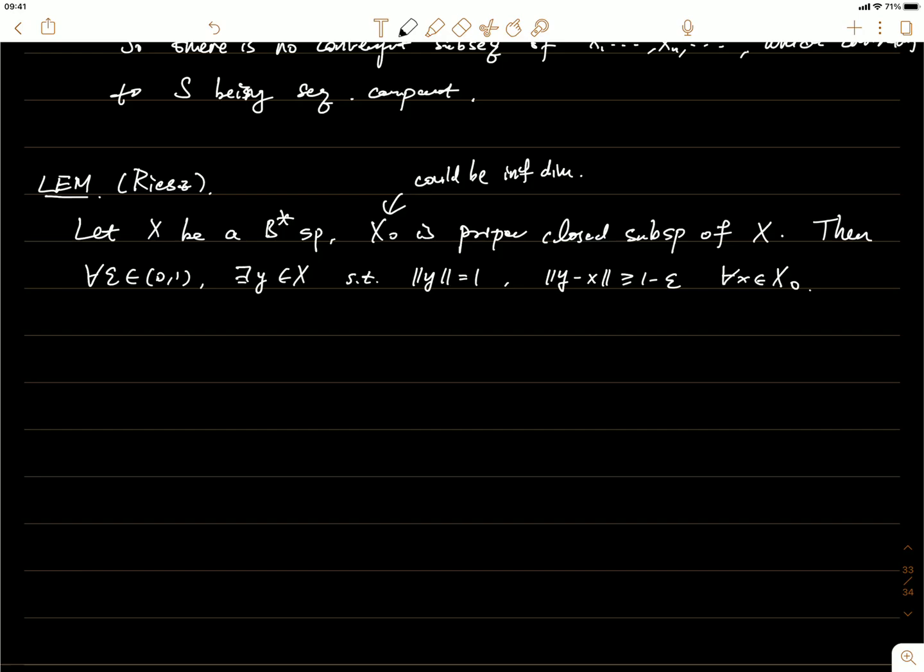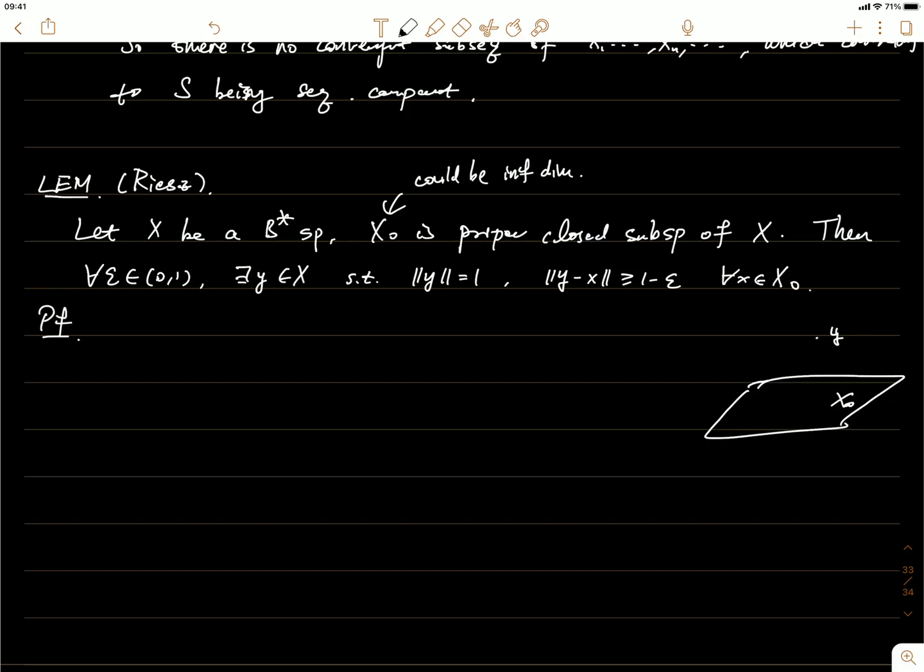Okay, so in other words, I have this X naught, but this could be infinite dimensional, so I lose some of the properties we had earlier, but in this case, I can still show that for any epsilon, there exists a y that is outside of the X naught, such that the length of y is equal to 1, and the distance between y and any points on the X naught is bigger than or equal to 1 minus epsilon. Okay, or at least that also means the distance between y and X naught is bigger than or equal to 1 minus epsilon.